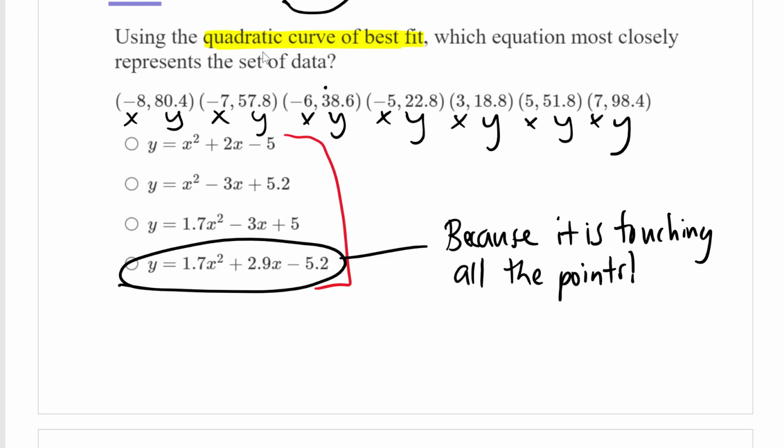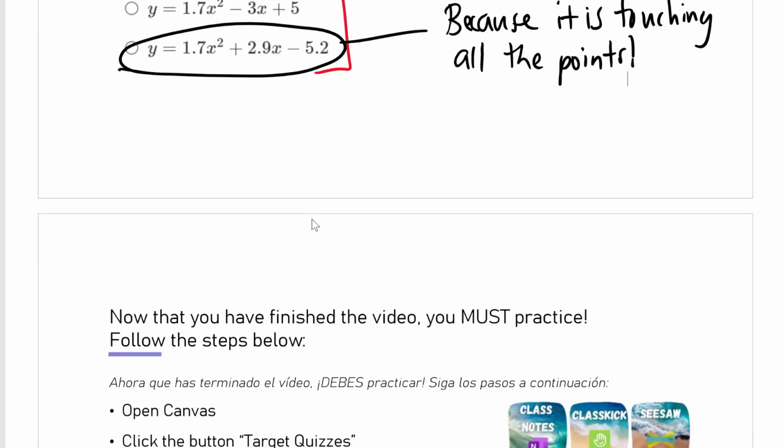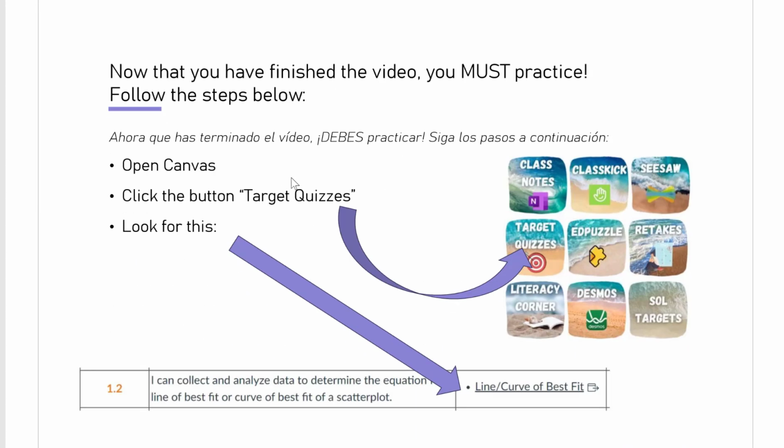Alright, and that's how you solve the problem quadratic curve of best fit. Now that you've finished the video, you must practice. Follow the steps below. Open Canvas, click the button Target Quizzes, and then look for this, line and curve of best fit. Good luck!